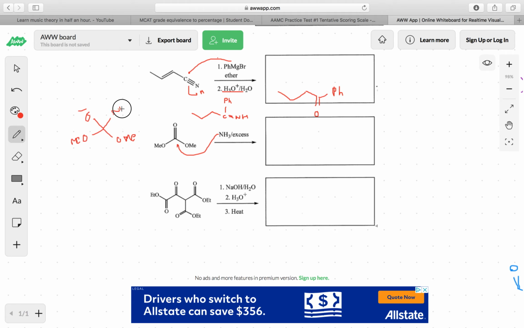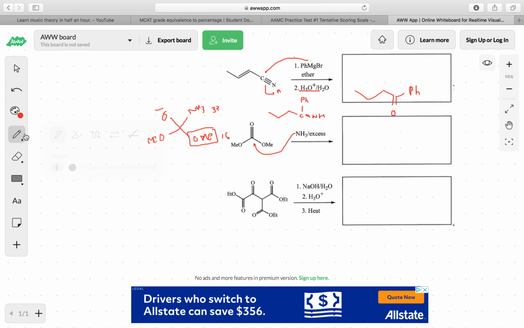NH3. And it's more willing to kick off one of these OMe groups because it would be a weaker base. Because this one has a pKa of about 33, while this guy has a pKa of about 16. Its conjugate acid is more acidic, and therefore its base is weaker, more stable. So we'll kick that off, so you're going to get something that looks like this. So come down, kick this guy off. O-methyl, and then your NH2 group over here.